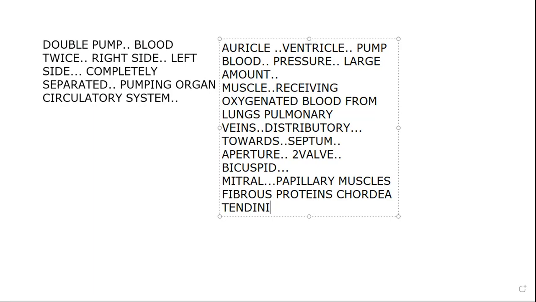Chorditendini. Check the spelling. Might be कि spelling कहीं से गलत ना हो गई हो. ठीक है? Okay. Chorditendini is actually holding the valves in place. ठीक है? अब ये आपके पास हो गया है.